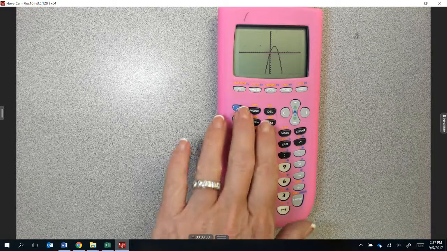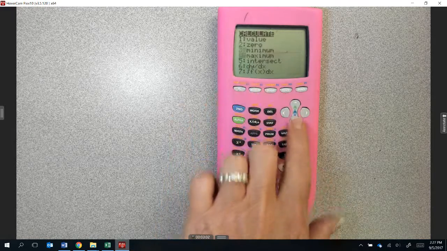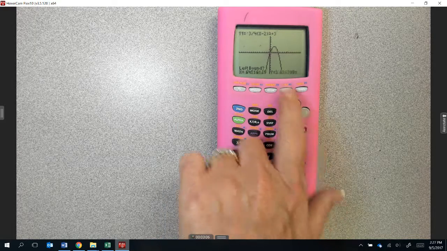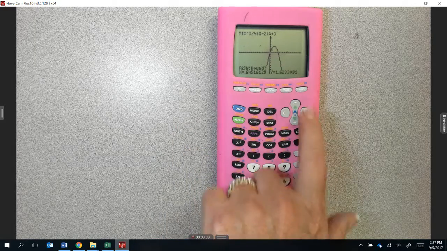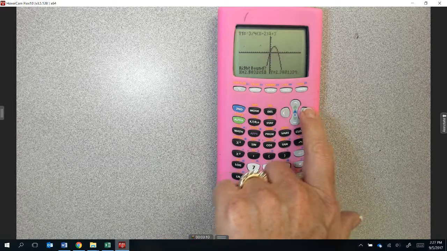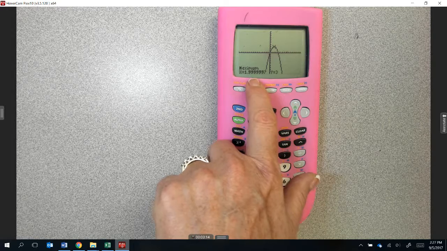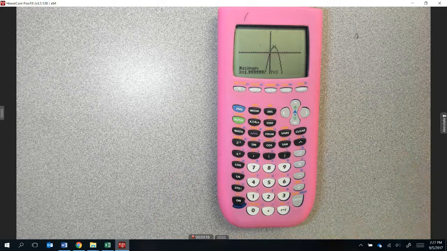Or I could even do this. Second, calculate the maximum, because that's a high point. I make sure I'm on the left side of it and hit enter. Make sure I'm on the right side of it, hit enter. Enter one more time. And it's telling me that the high point right there is (2, 3). It'll never be exact on that because it's trying to count it, and it's not as exact as us knowing that the vertex is (2, 3).